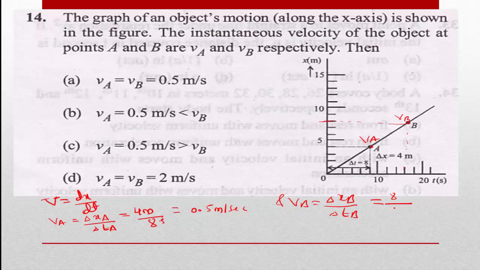Delta xB is 8 meter divided by the time, which comes to 16. 10, 12, 14, 16, 18 and 20. So 8 divided by 16 is again 0.5 meter per second. Therefore VA is equal to VB is equal to 0.5 meter per second. Option A is the right answer.